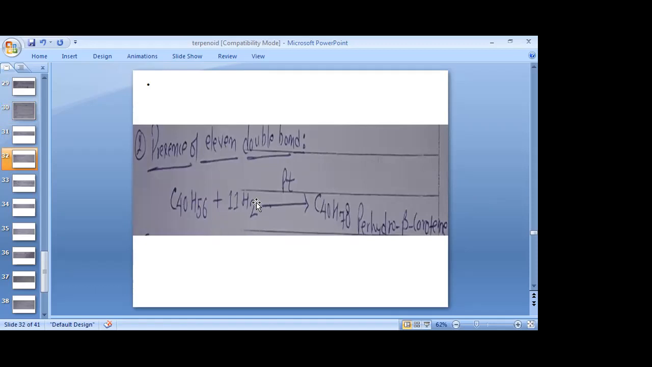You already know about the hydrogenation reaction, right? So C40H56 reacts with 11 molecules of hydrogen and converts into C40H78. This confirms that 11 double bonds exist in beta carotene. So by a simple addition reaction with hydrogen, you can confirm how many double bonds exist in beta carotene. Finally, it converts into perhydro beta carotene, right? So this is the reaction by which we confirm that 11 double bonds exist in beta carotene.